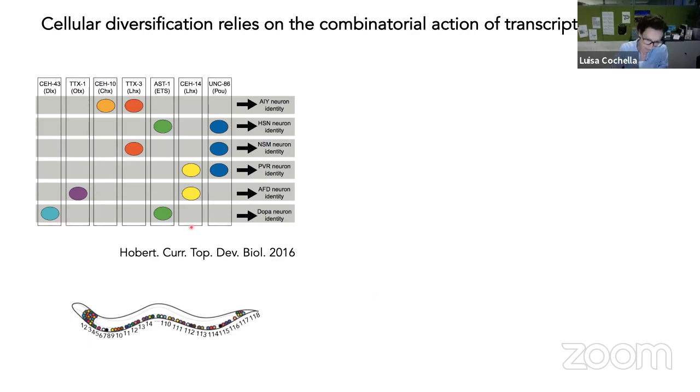And so what I'm showing here is an example of this. This has been particularly well studied in the development of nervous systems. And this is work from Oliver Hobart, who has studied these very deeply in C. elegans, in the C. elegans nervous system. The worm has 118 different neuron classes. And for most of these classes, the lab of Oliver Hobart has found combinations of transcription factors that uniquely define different neurons and their properties.